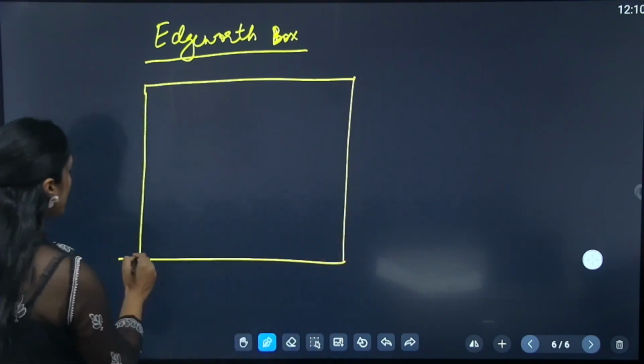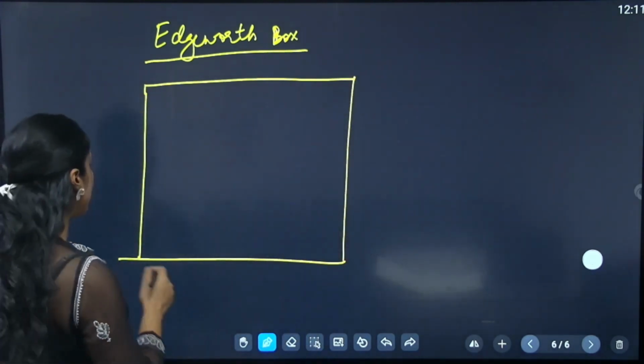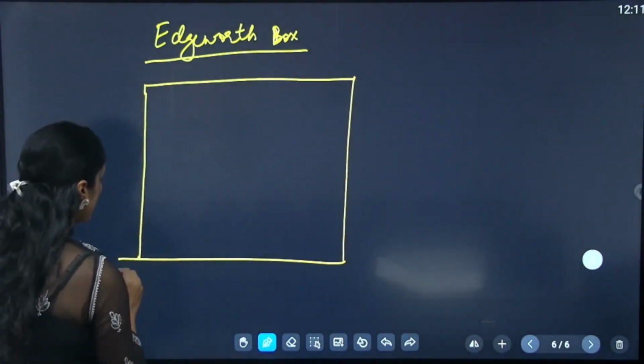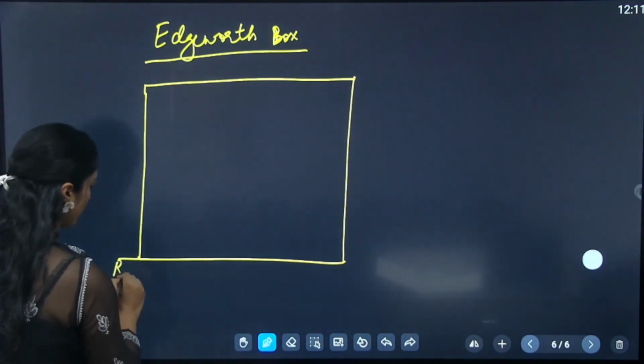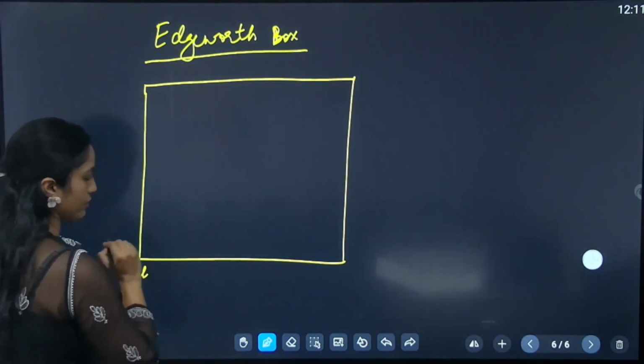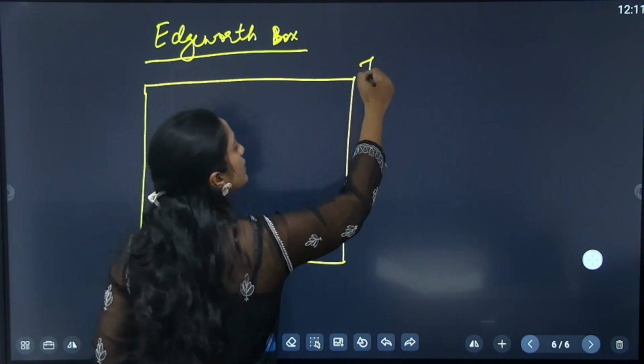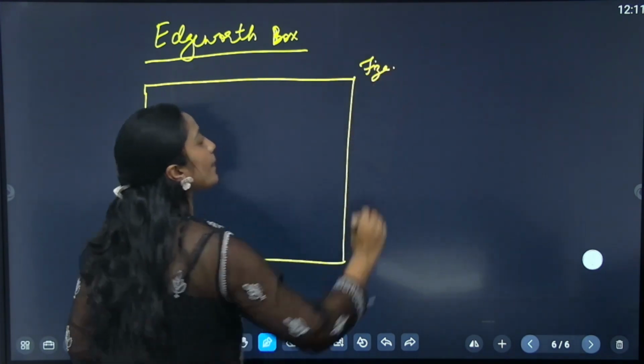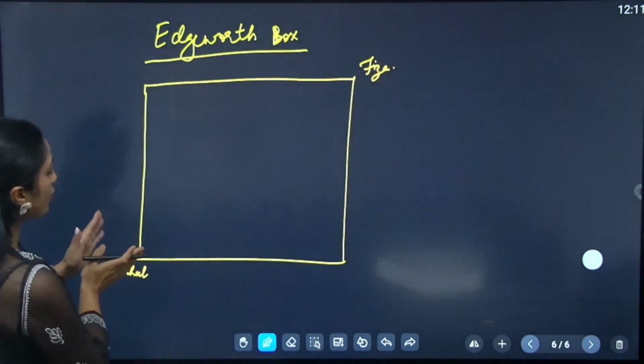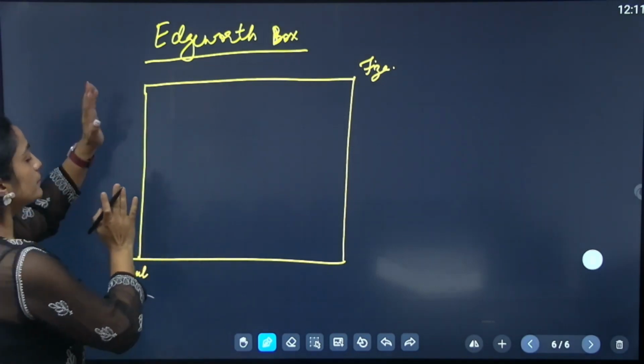All right. The unique thing about this box is that it has two origins. One origin is for consumer number 1, which is Rahul. The other origin is for consumer number 2, which is Fiza. Okay, so you can think of, so let's just focus on one.